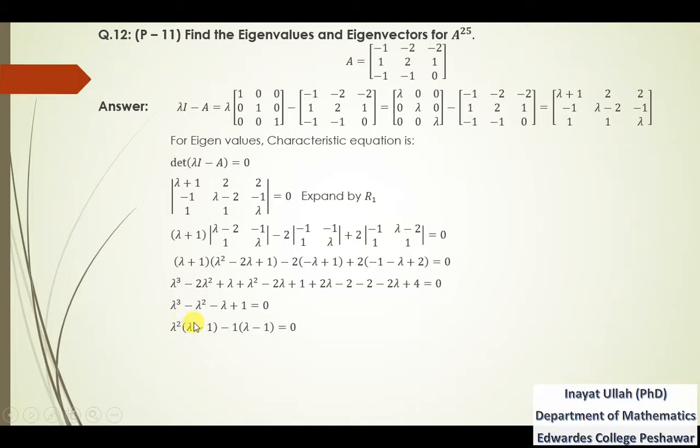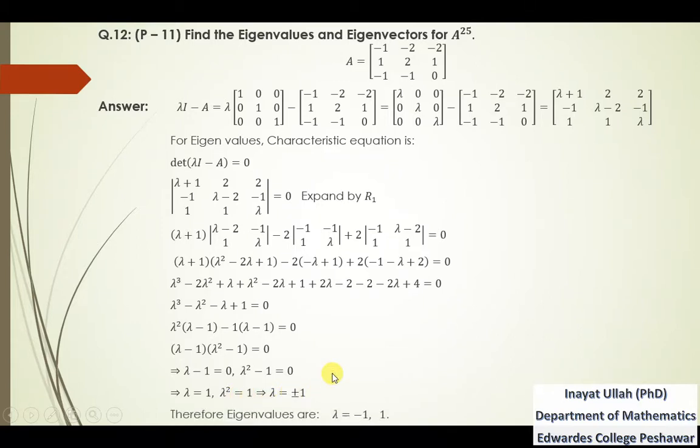We are left with lambda minus 1 and minus 1 common in these two. Now lambda minus 1 is common in these two terms, so we are left with lambda square minus 1 is equal to 0. It means that either lambda minus 1 is 0 or lambda square minus 1 is 0. So from here lambda is equal to 1 and lambda square is equal to plus 1, taking square root of both sides to get lambda is equal to plus minus 1.